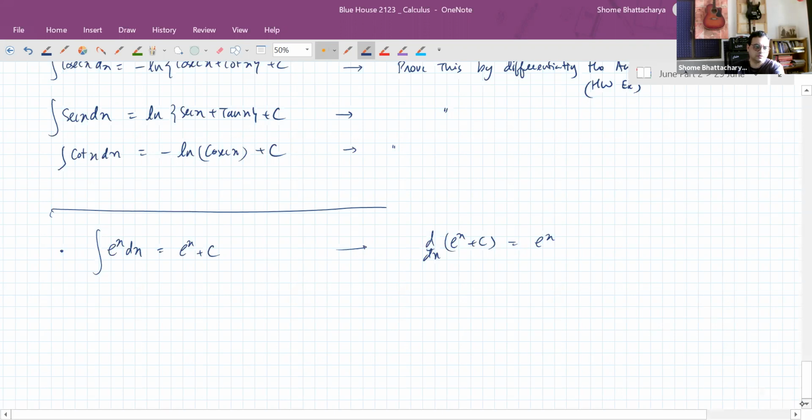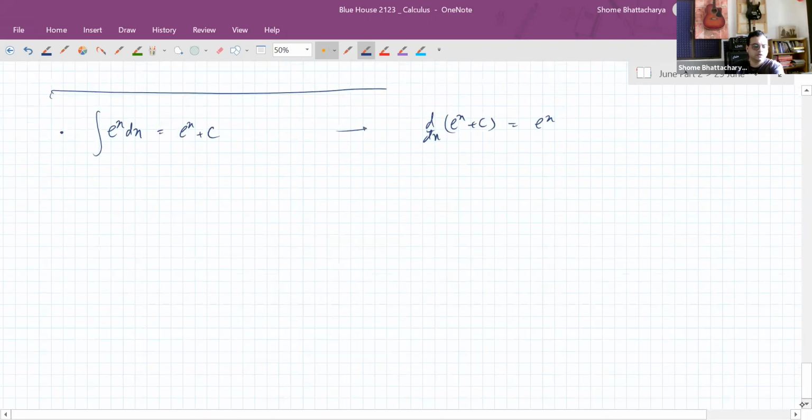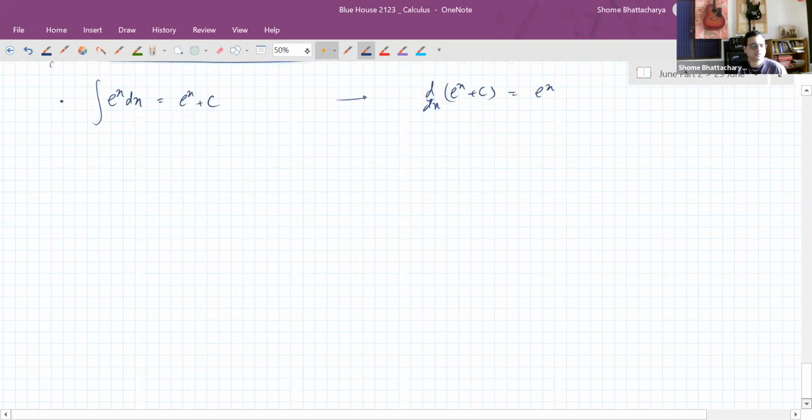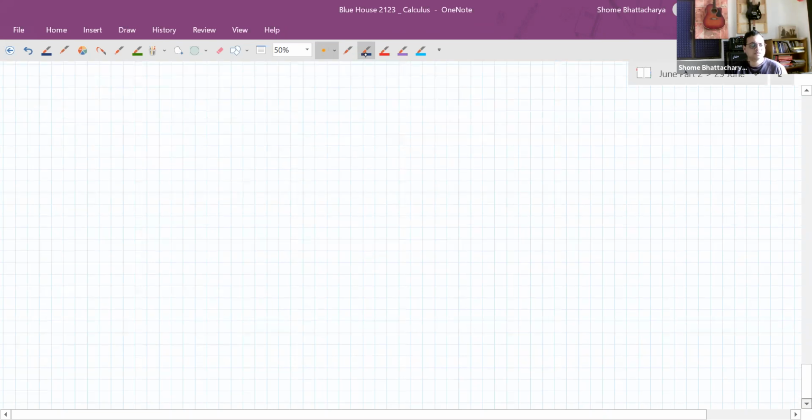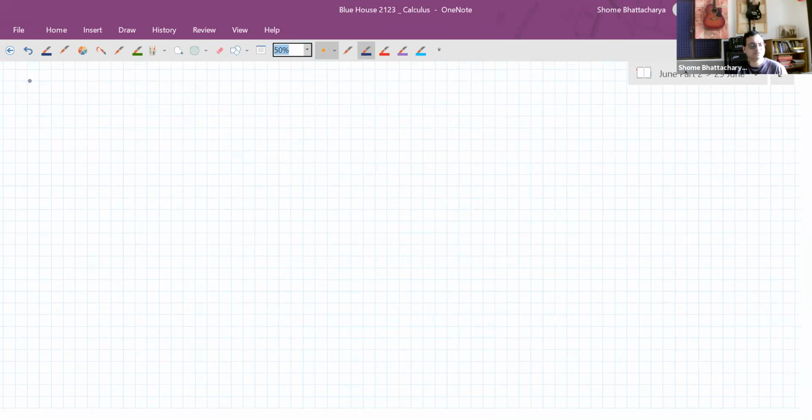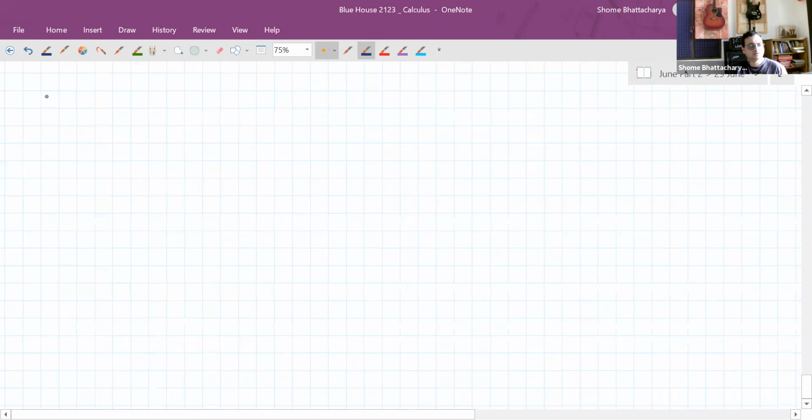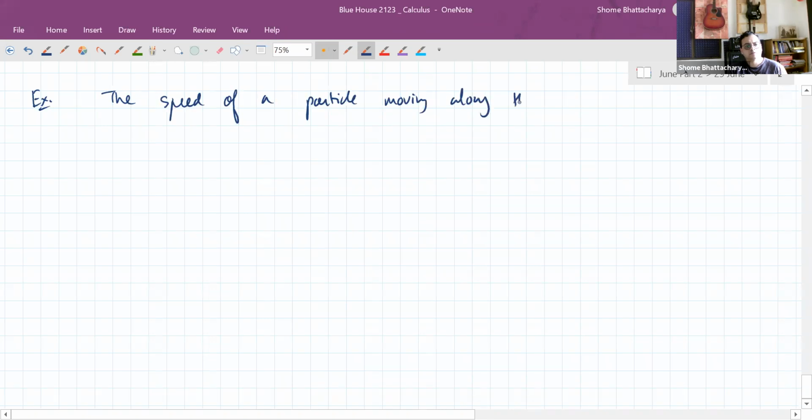Okay, so now before we move on to more advanced methods of integration like substitution, etc., let's see an application type of question of integration. So for example, we have something like this: the speed of a particle moving along the x-axis. Yes, Darsh, you have a doubt?